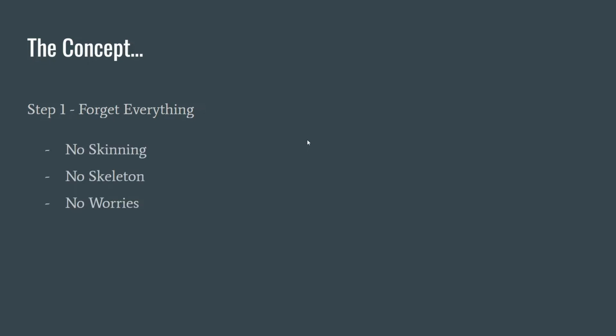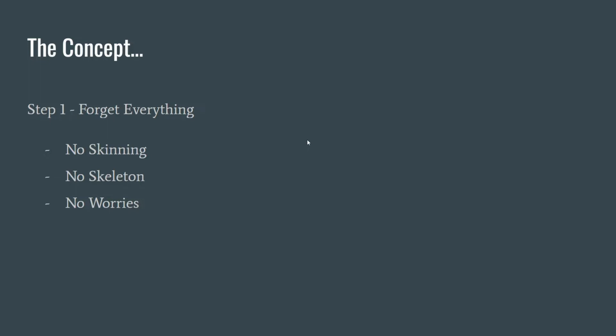So I've broken the concept of vertex animation into three different steps or processes. The first step of vertex animation is to forget everything. Forget everything that you know about animation. We're not going to have skinning, we're not going to have skeletons, we're not going to worry about any of the stuff that goes along with traditional animation because we're going to be using a static mesh.